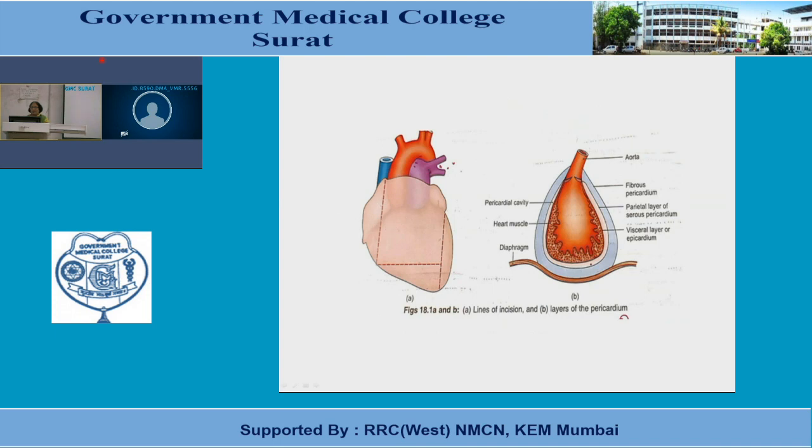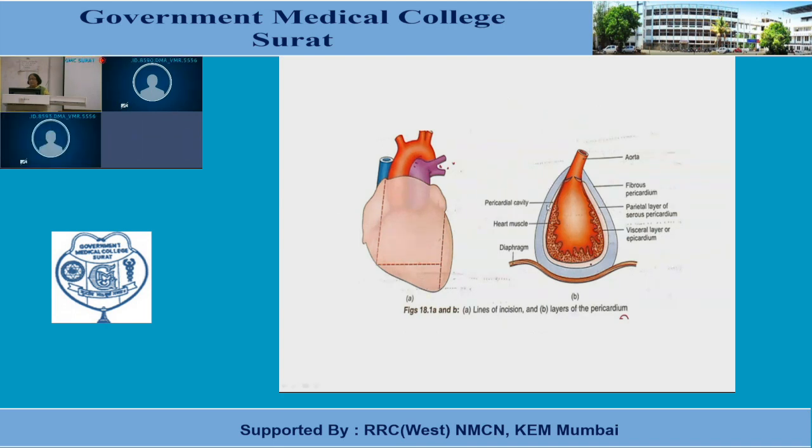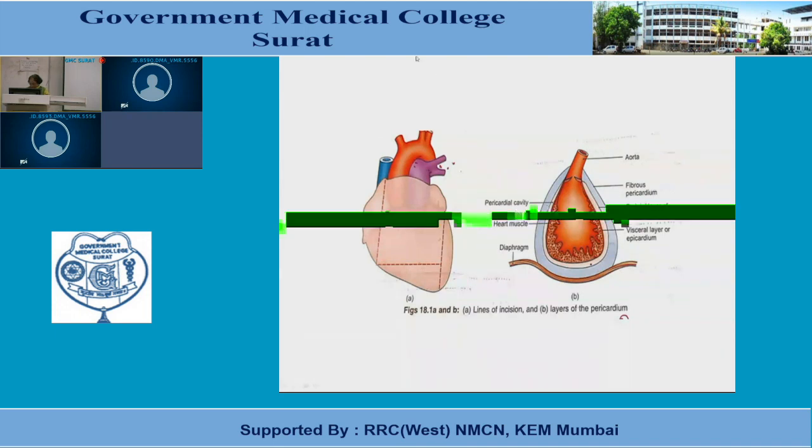Here the pericardium. Now we can see here the section. The line of the incision is given here, and the layers of the pericardium. So we can see here the outer is the fibrous and inner is this color, red color, indicating the serous pericardium. Serous pericardium: outer is the parietal layer and inner is the visceral layer, right? So between these two is the pericardial cavity.